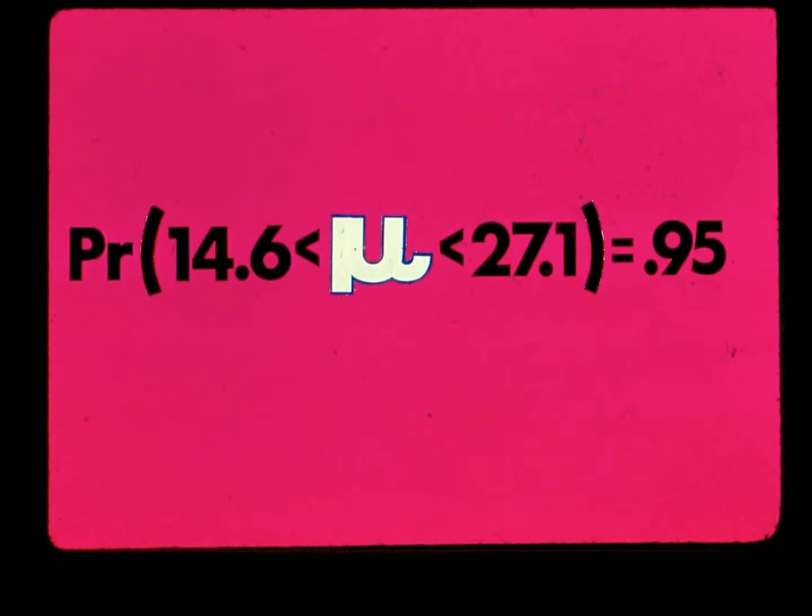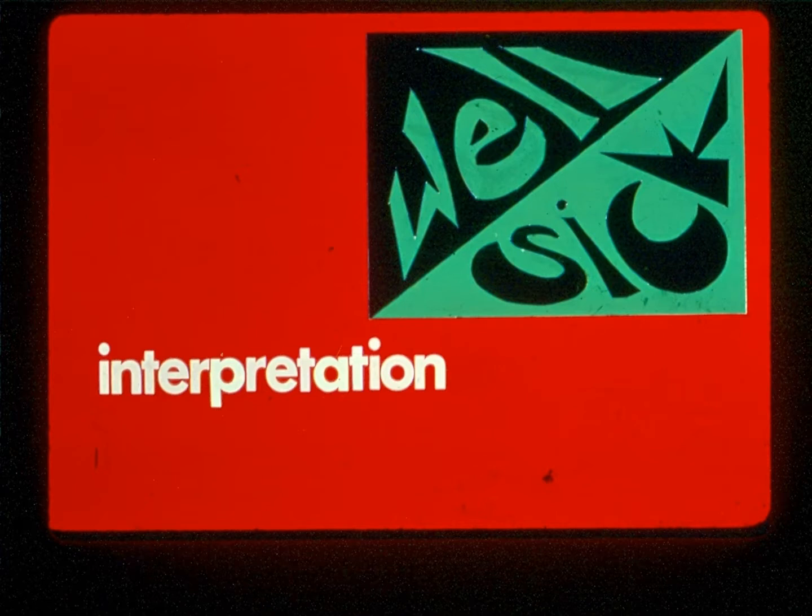The 0.95 probability statement that we have obtained, which gives an interval for mu between 14.6 and 27.1, is called a 95% confidence interval for mu. We have thus completed the calculations for the Pine Knoll CMI data. Next, we will discuss how to interpret this confidence interval.